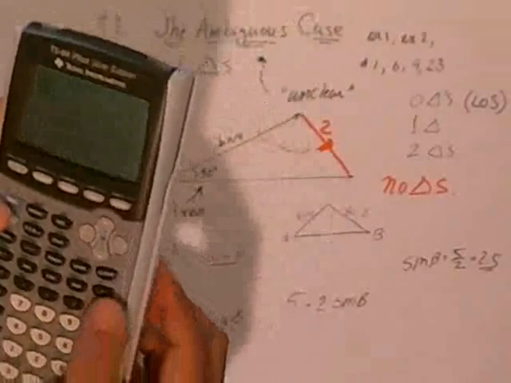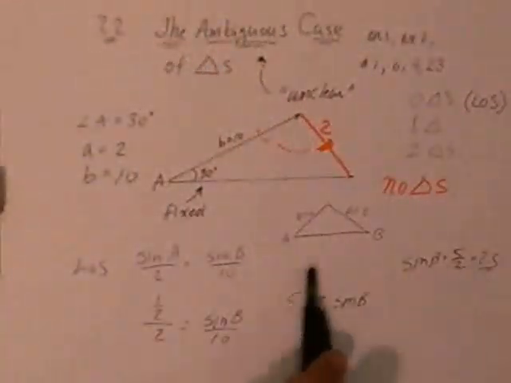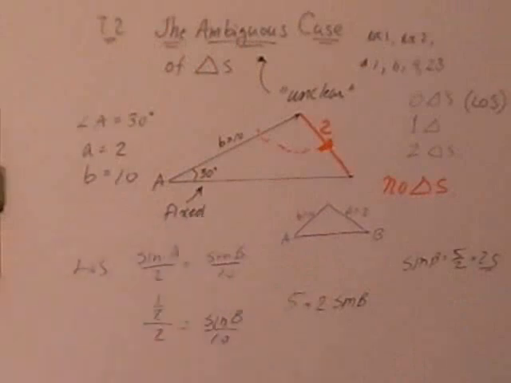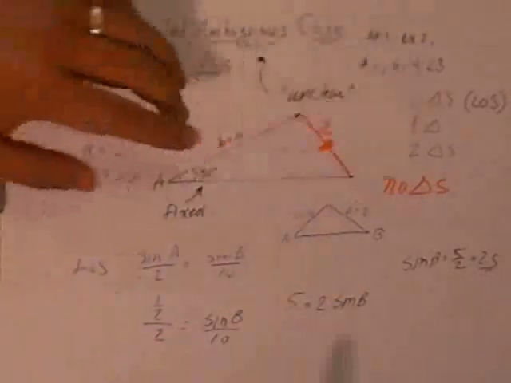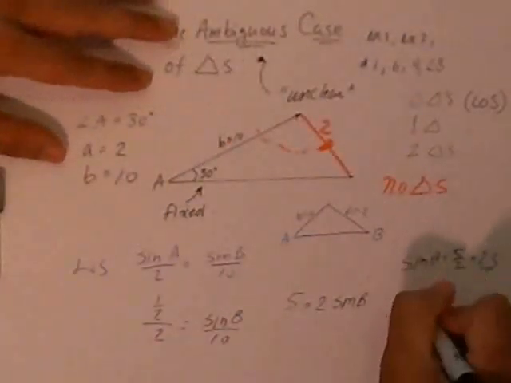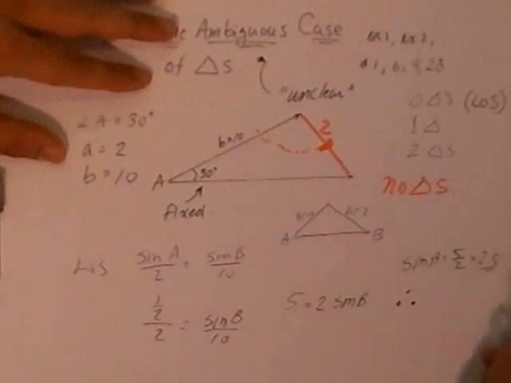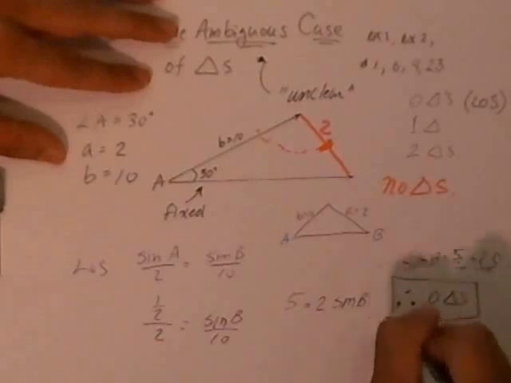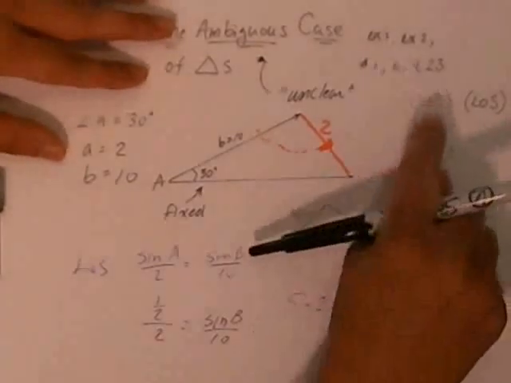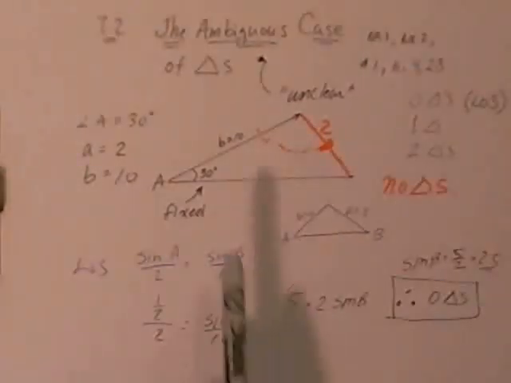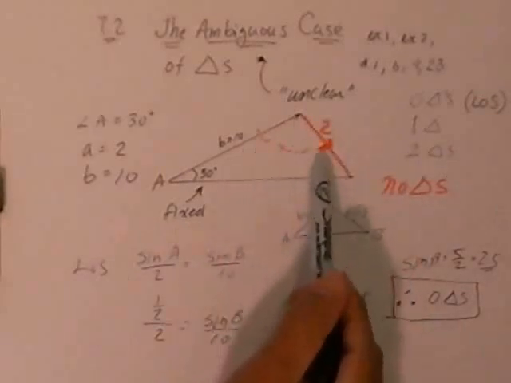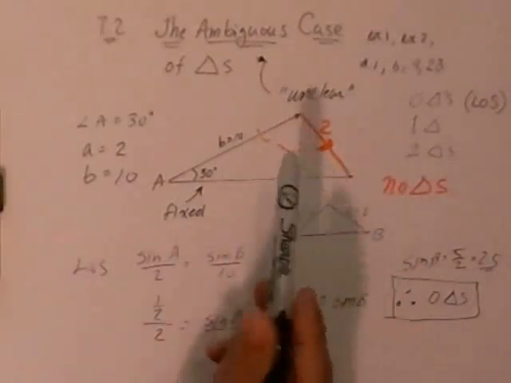So you can tell using the law of sines that you won't have a triangle. Therefore, zero triangles. So we covered the case with zero triangles. Notice it doesn't quite hit the bottom of this side.